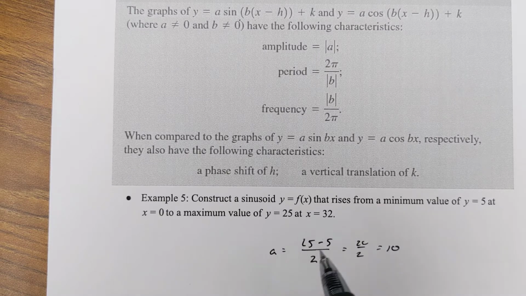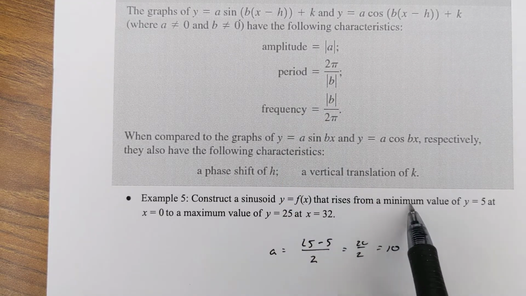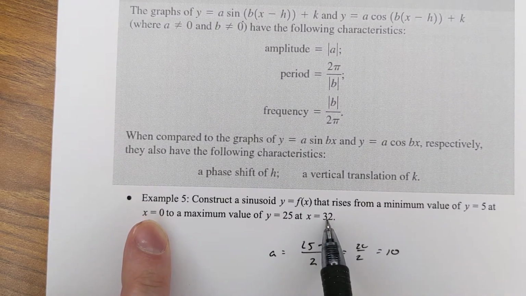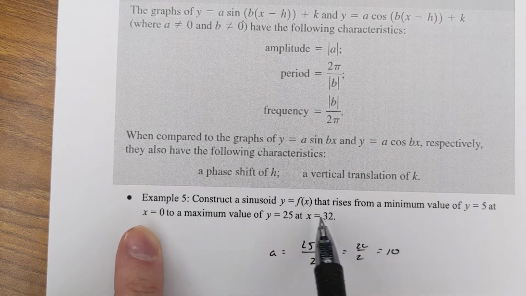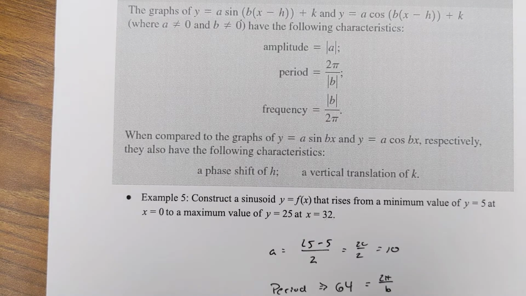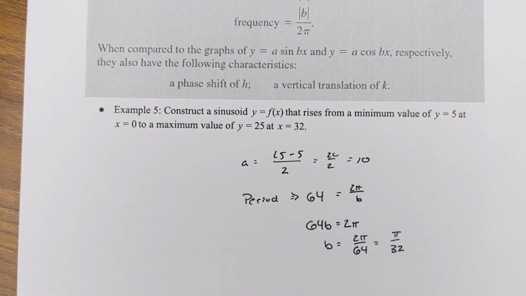To find the value for b, I need to figure out what my period is. Well, my minimum value is at 0. My maximum value is at 32, so that's half of a wave. So from 0 to 32 is half of a wave, so my period is actually 64, and that's equal to 2 pi over b. So 64b is equal to 2 pi, so b is pi over 32. So that's the period of my function.